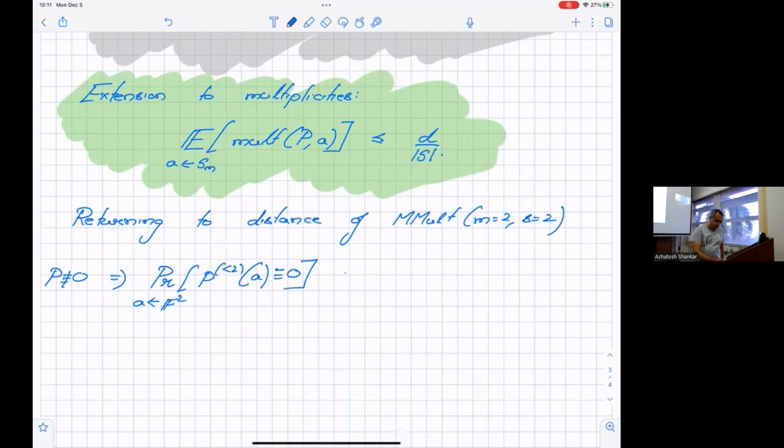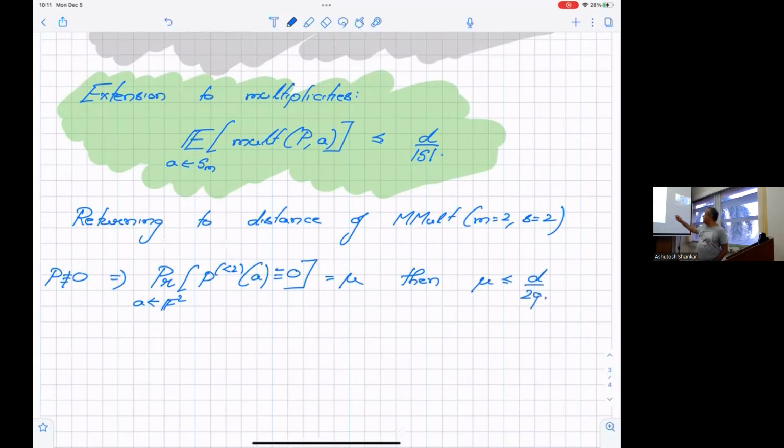D by 2q, because the point is, let this be some number. So you're saying that this fraction is some, let's call this fraction mu. Then 2 times mu is the sum of the multiplicities. That should be less than d per q squared. Therefore, you should get that mu should be less than or equal to d by 2q.